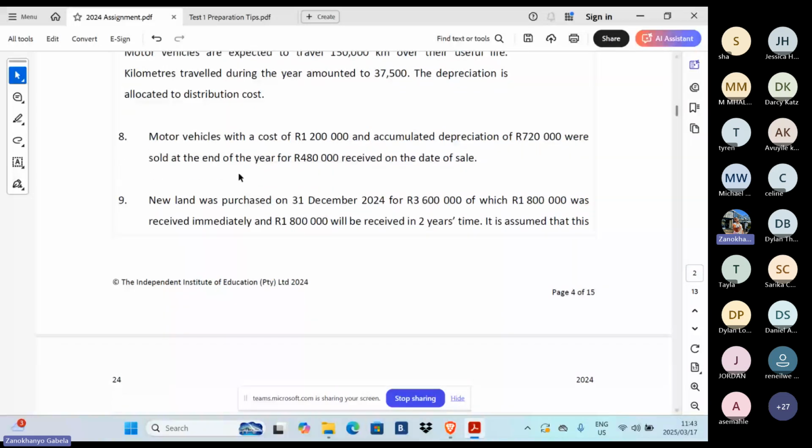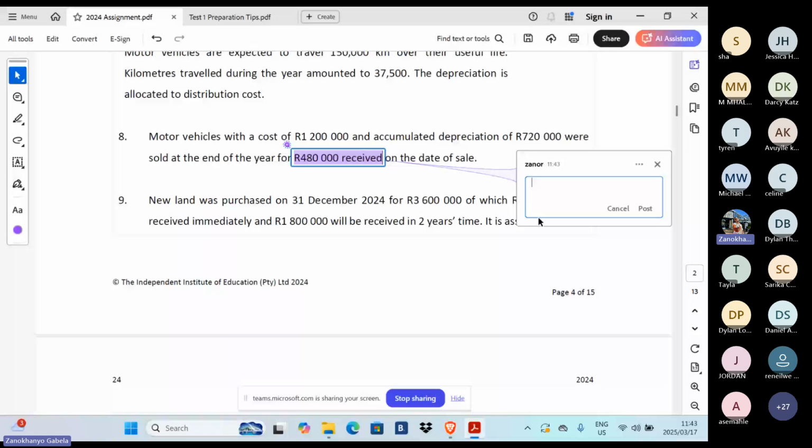Vehicles with a cost of 1.2 and accumulated depreciation of 720 were sold for 480. 1.2 minus 720 will give us 480. So no profit and no loss was made here.